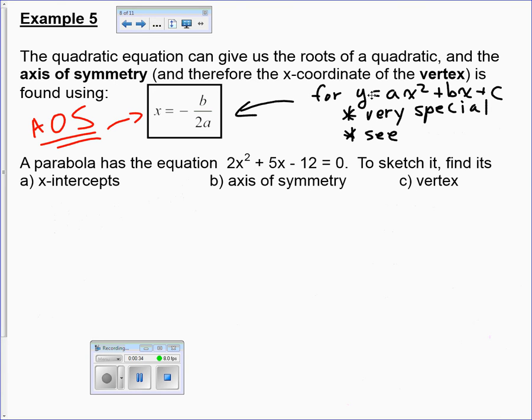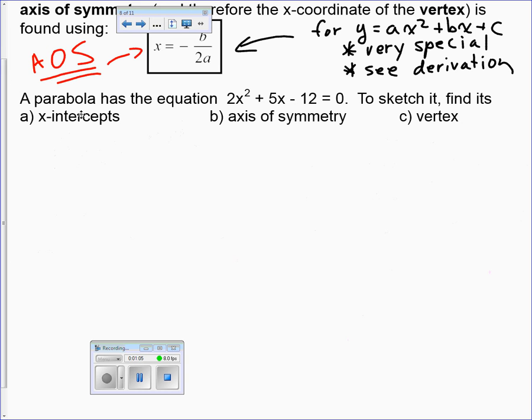It's just a very special case that comes out as a result of the derivation when we're completing the square. We use negative b over 2a as our axis of symmetry if we hadn't simplified our solution for 0 equals ax squared plus bx plus c. So now let's go over what's happening here with our parabola.